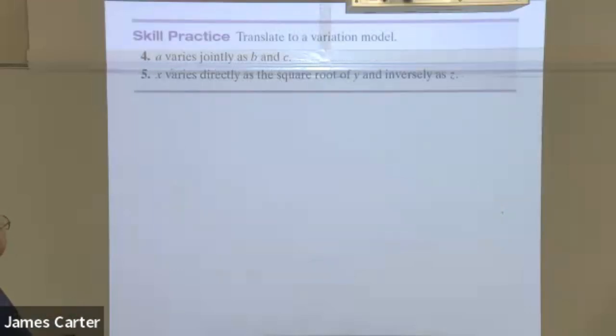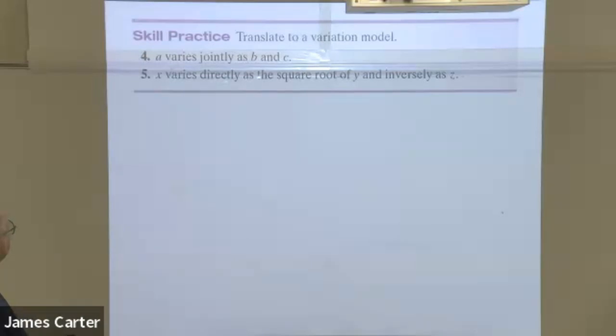Okay, here we go. Another statement, A varies jointly as B and C. What's the answer? Somebody speak up. A equals KBC.